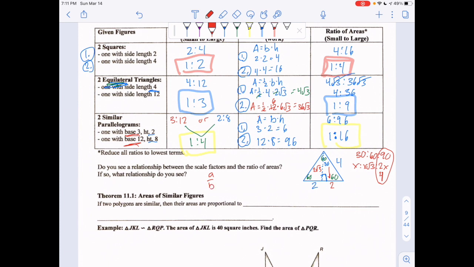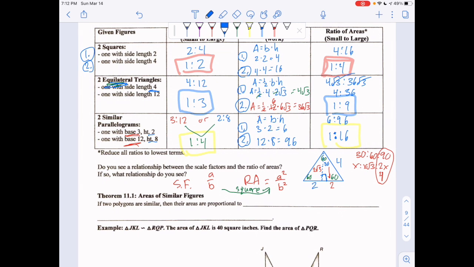A over B is your scale factor. I put SF for scale factor. And I'm going to put RA for ratio of your areas. RA would equal A squared over B squared. Right? So if I wanted to go from here to here, you would square it. Okay, you square your scale factor to get your ratio of the areas.